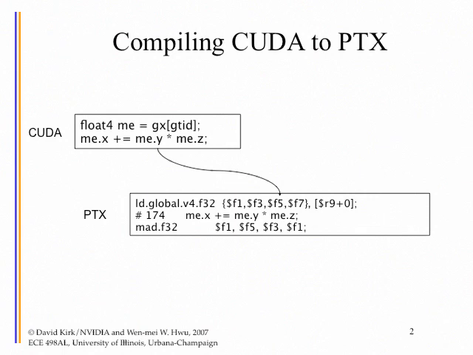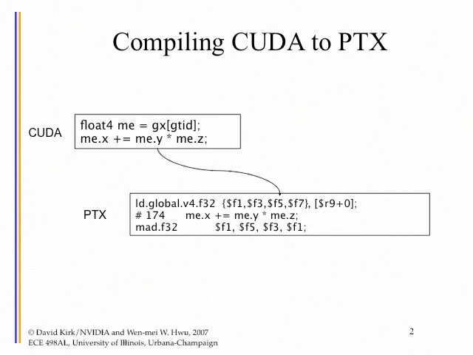Just to give you a little bit of intuition about what the PTX code will look like, if you start with the CUDA source code, the CUDA source code will have, let's say, a float4. This is the vector format. Okay, so it gets g_x element gtid. Then you do an addition of the various dimensions of the elements. You add a y dimension, multiply the y dimension and z dimension, and accumulate that into the x dimension. So this is just a contrived piece of code.